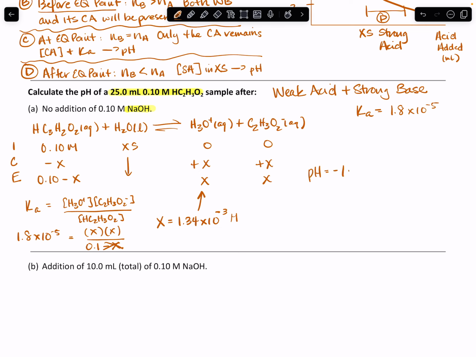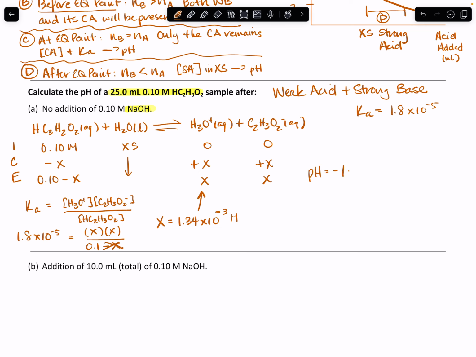So the pH will be the negative log of 1.34 times 10 to the negative third. So our pH initially is 2.87. Now that's low, but it's not super low. So that's reasonable for a weak acid in solution.